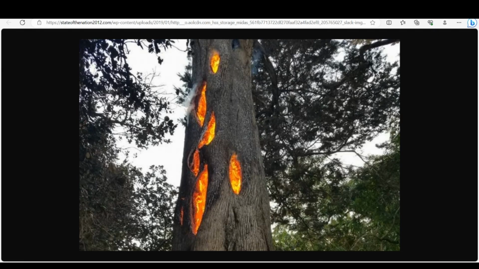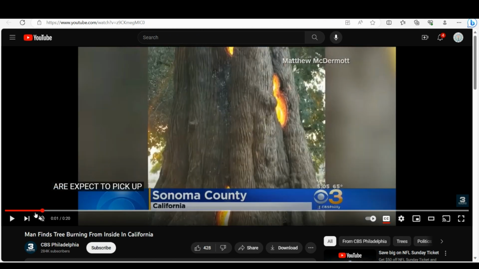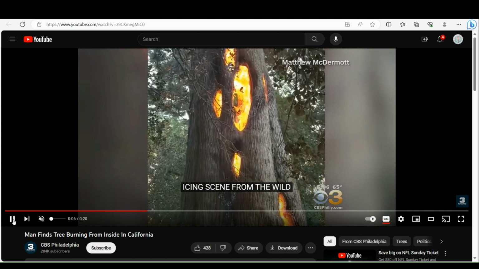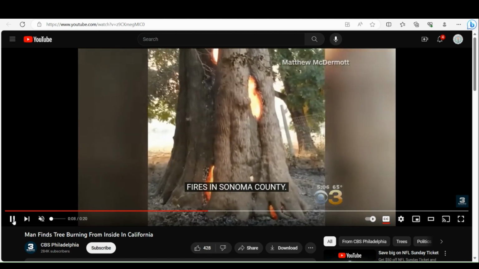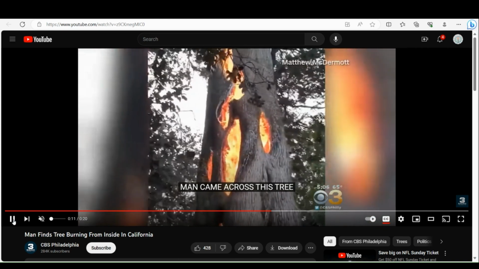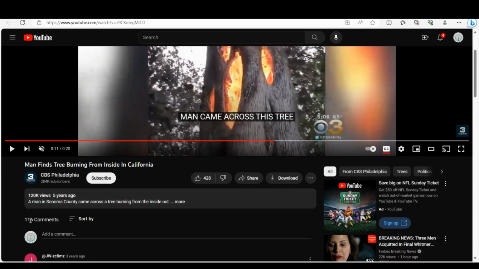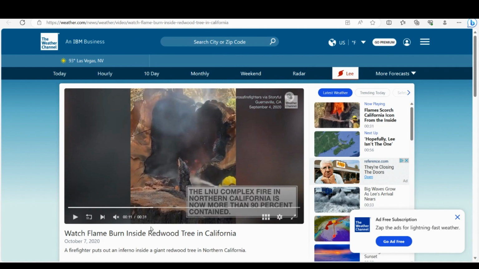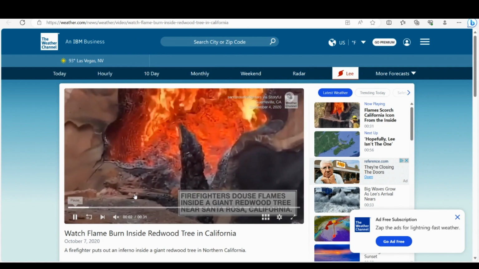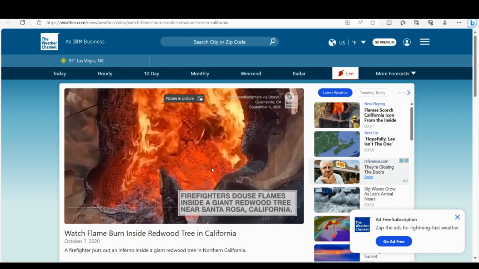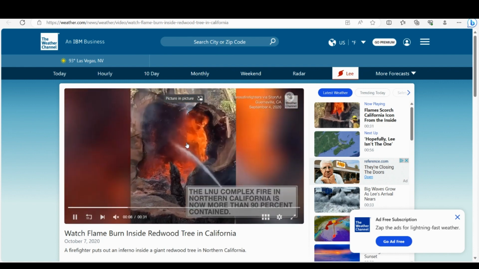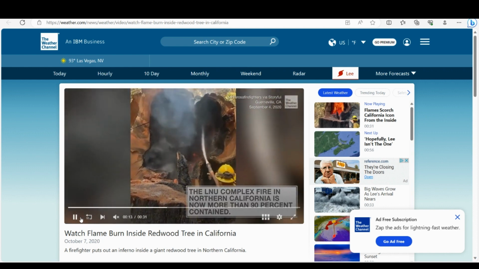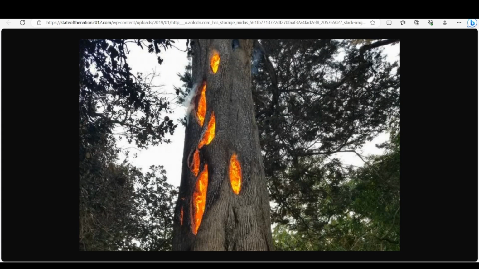This is not normal. It's not normal for trees to burn from the inside out. And I didn't hear too much of a big outcry from anybody back in 2020 when this was going on. People were just so busy with politics and everything else that was going on to even really care. This is just not normal, okay? This is just not normal to see a tree burning from the inside out. And there's another article here that talks about it.